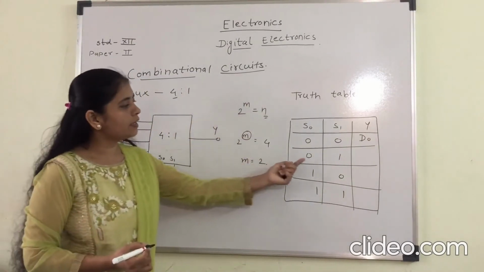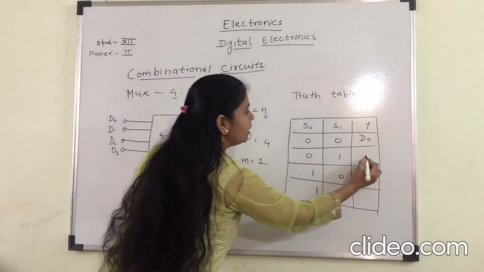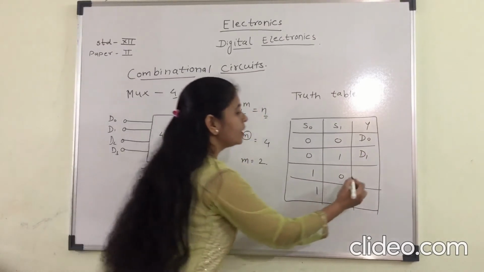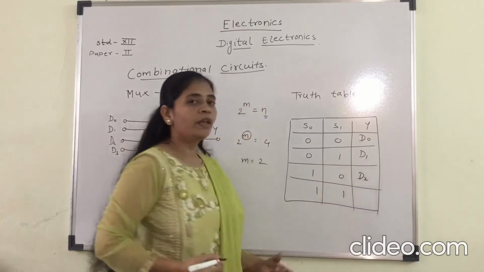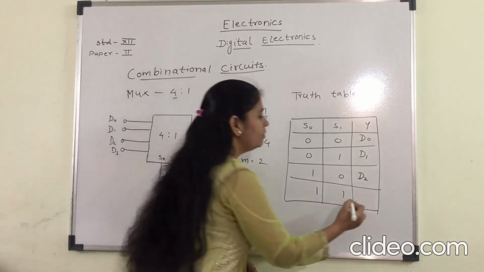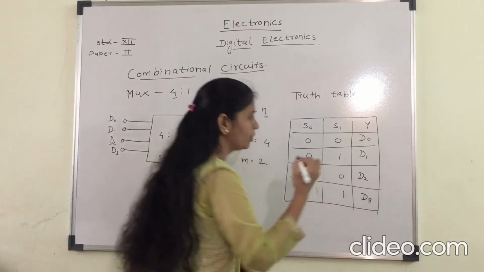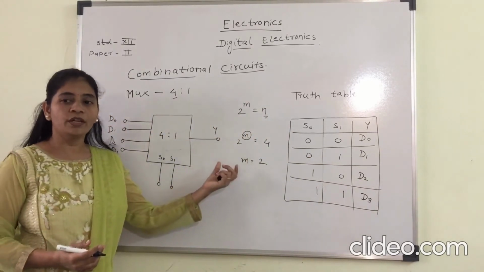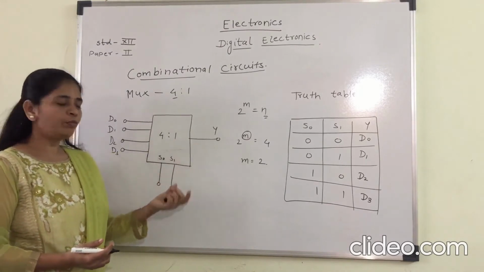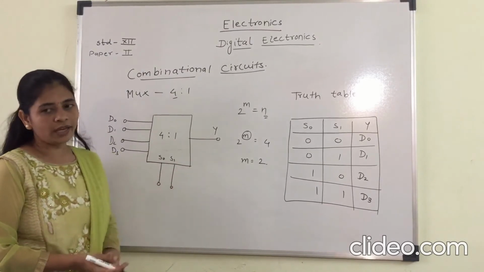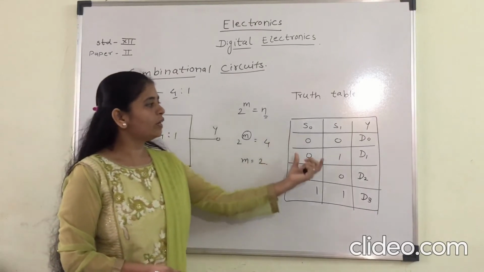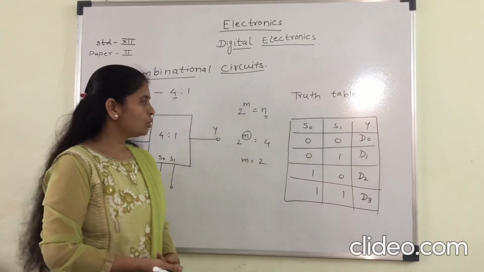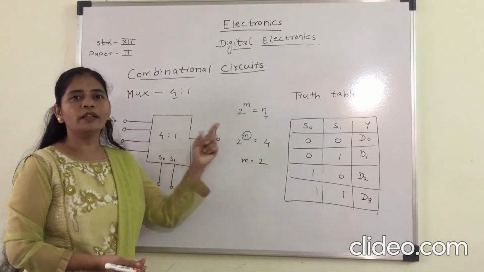Then if the select line is 0 1, we will get D1 at the output. If the select line is 1 0, we will get D2 at the output. If the select line is 1 1, we will get D3 at the output. Means from the many inputs we will get 1 output. According to what do we get the output? We get the output according to the select line. The select line decides which input should be at the output terminal. So this is 4 to 1 multiplexer.